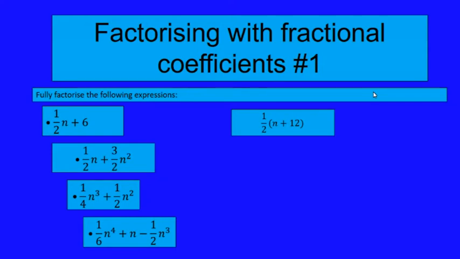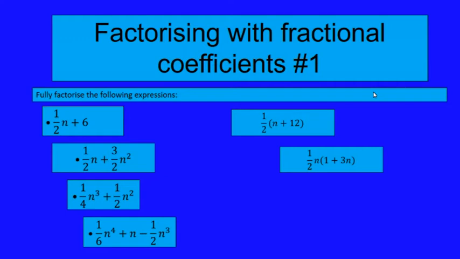For the second one, we've got a half n and 3 over 2 n squared. So the smallest fraction there is a half. They both share an n. So a half n sits on the outside. And then we need to think, what do we need to times that half n by to get the original terms? So it would be 1. And then to get 3 over 2 n squared, we would need 3n. So if you're unsure of where that's come from, expand the bracket on the right hand side and check that you get back to the original.